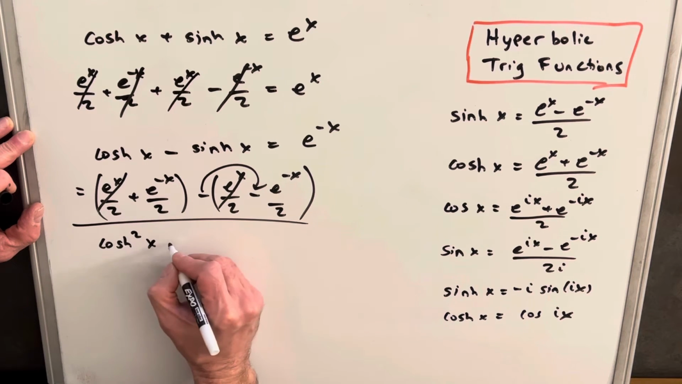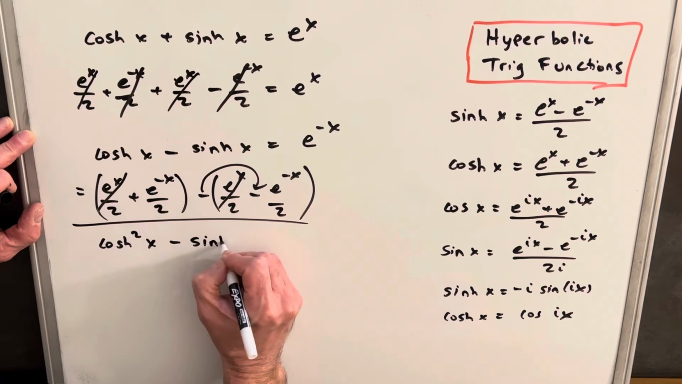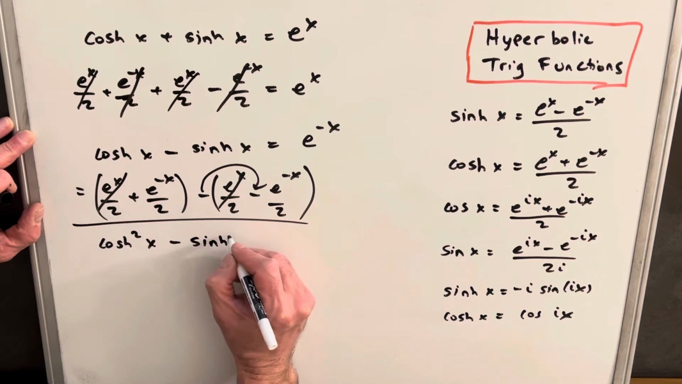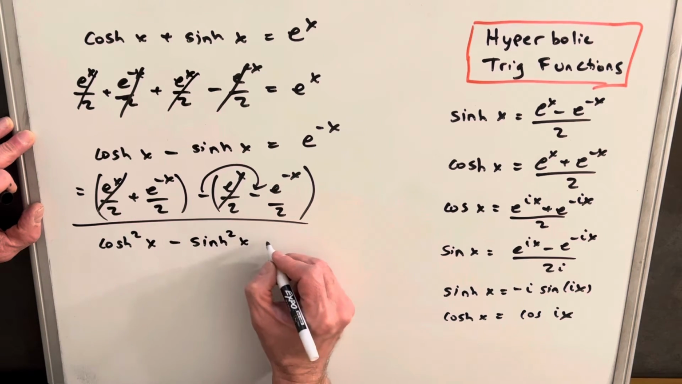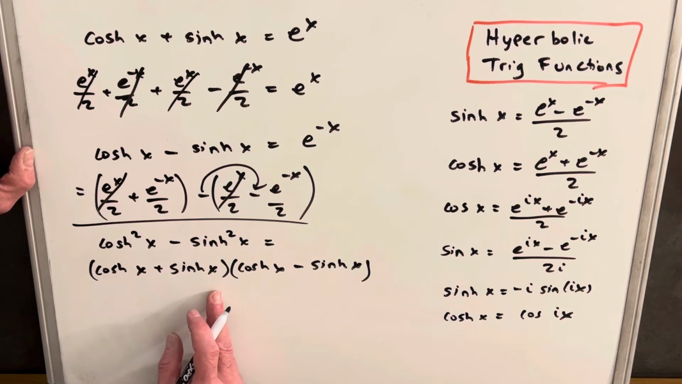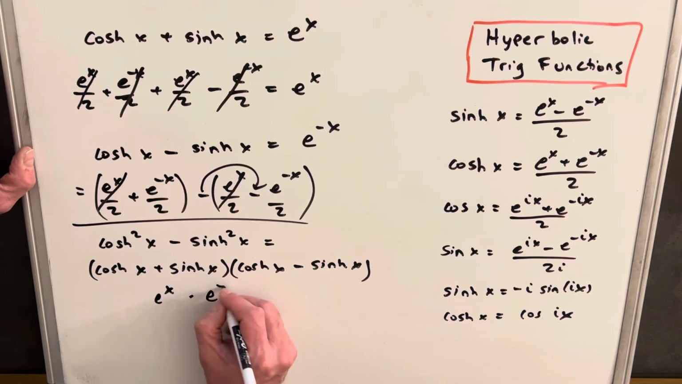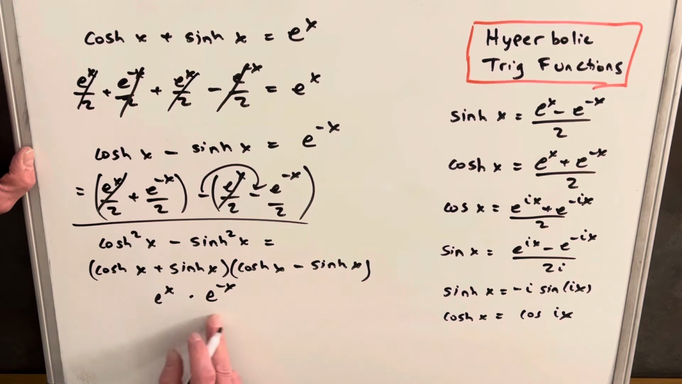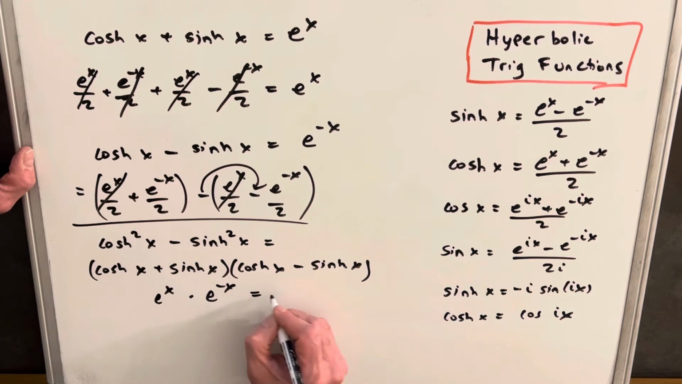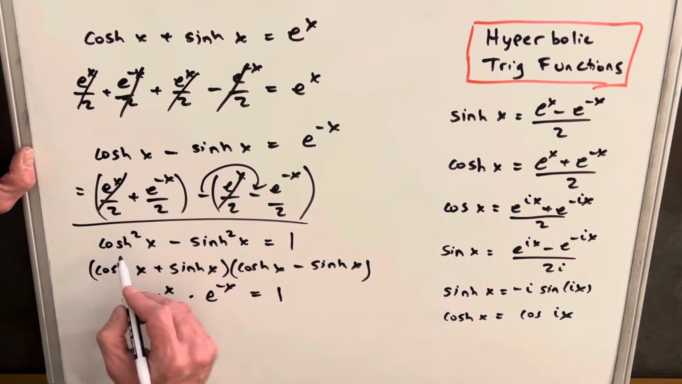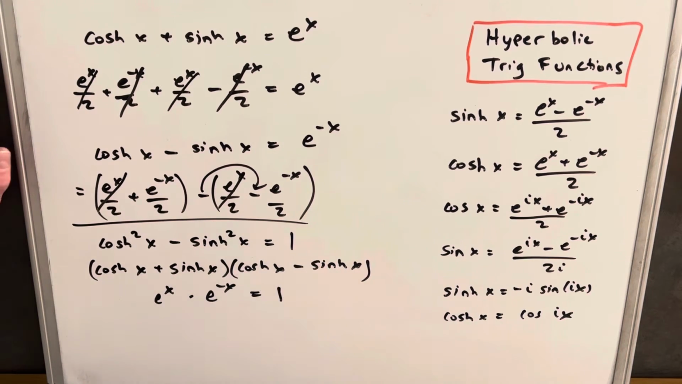with what happens when we have cosh squared x minus sinh squared x. So writing this as the difference of two squares, we can use what we just found. We know that the sum is going to be e to the x, and the difference is going to be e to the minus x. But multiplying those together, e to the x times e to the minus x is just 1. So we have this identity, that cosh squared minus sinh squared is 1.